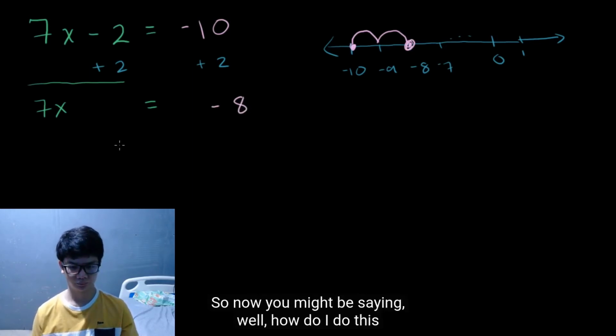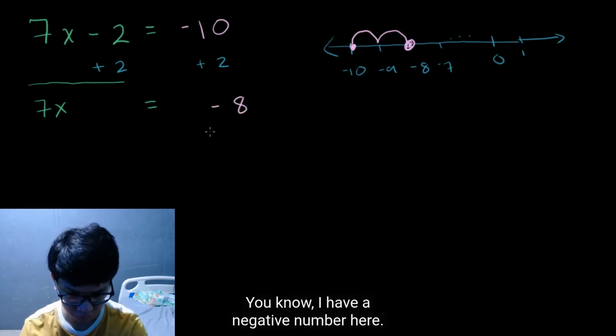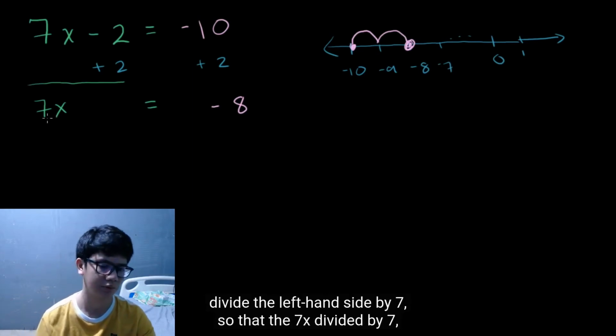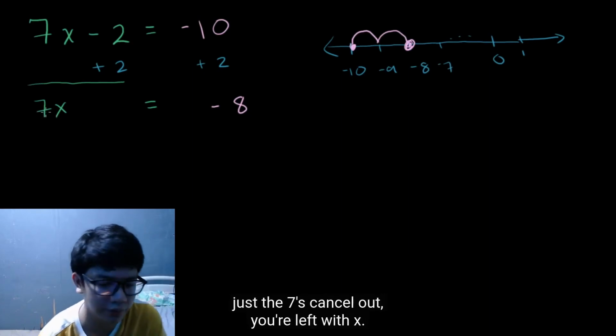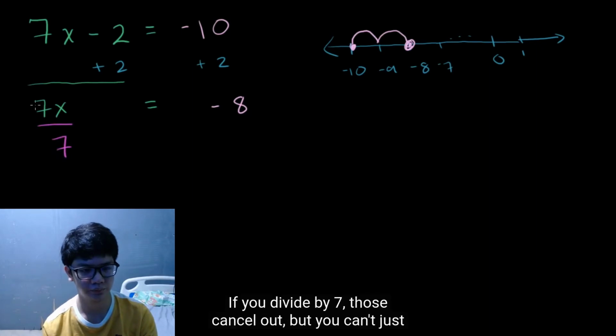So now you might be saying, well, how do I do this type of problem? I have a negative number here. You do it the exact same way. If we want to just have an x on the left-hand side, we have to divide the left-hand side by 7. So that's 7x divided by 7. The 7's cancel out, and you're left with x.